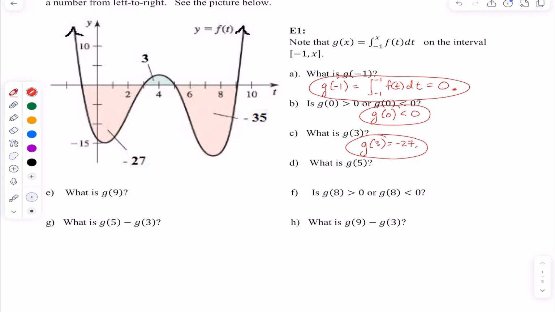What is g of 5? G of 5 is accumulating -27, and accumulating here means add. We have -24. G of 5 is -24.